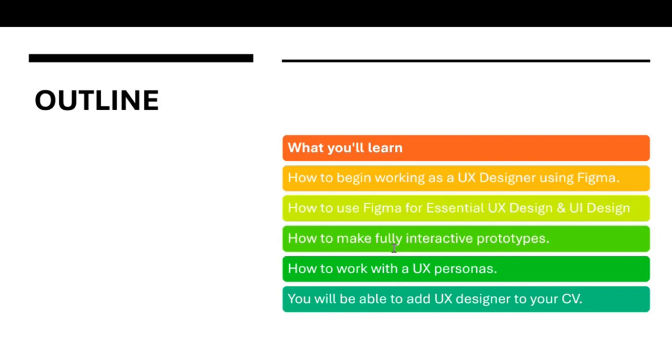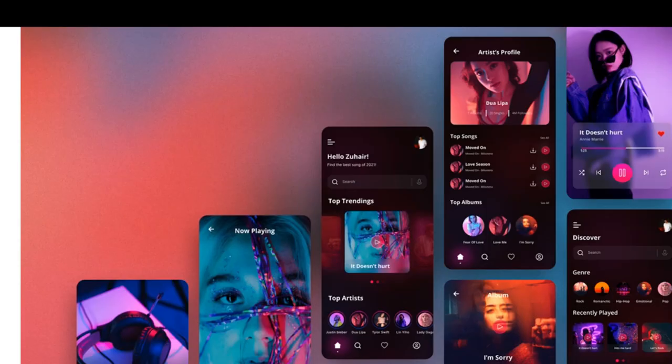Think of UX as the structure of a house and the UI as the interior design that makes it beautiful. So look at this interface right now. This is just a phone. This is for if you are trying to design for mobile phone applications. So you can see that you are seeing colors.